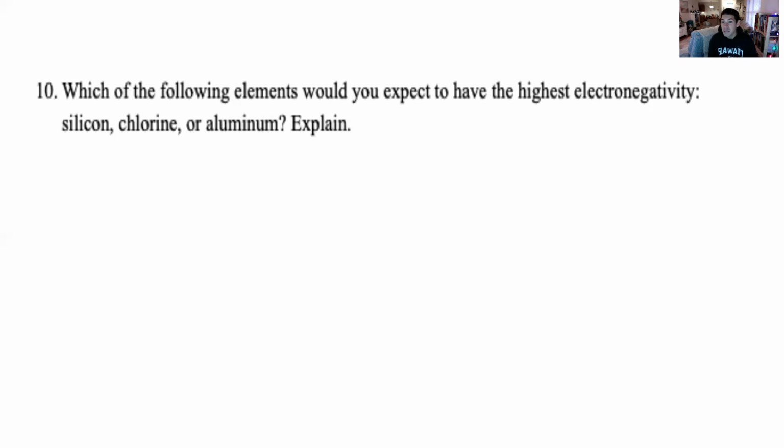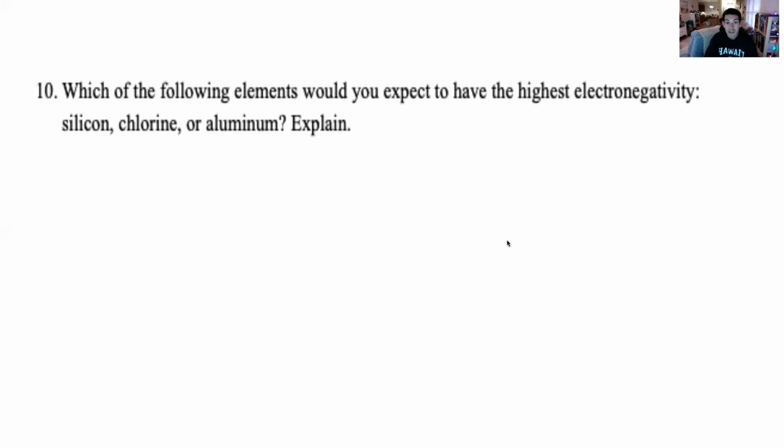All right, but to explain, chlorine will have the highest electronegativity, the highest ability to attract electrons, because chlorine has the most protons in its nucleus for these third energy level atoms. Since it has the most protons, it is the most attractive, and so it will have the best ability to pull in outside electrons.